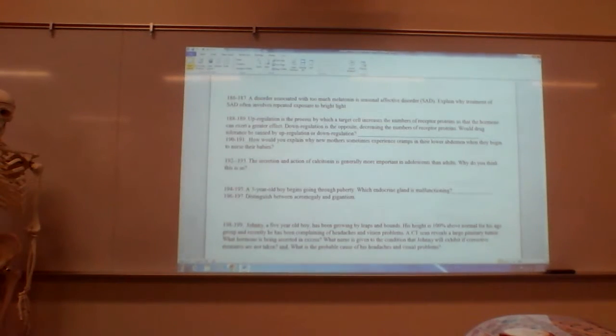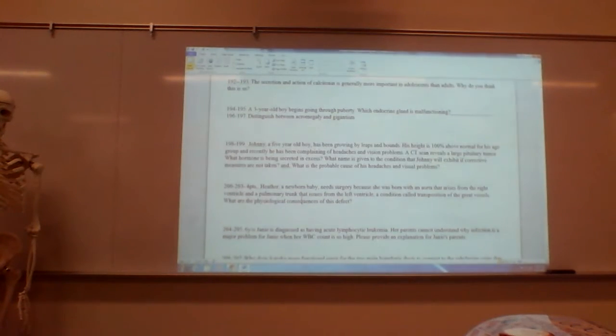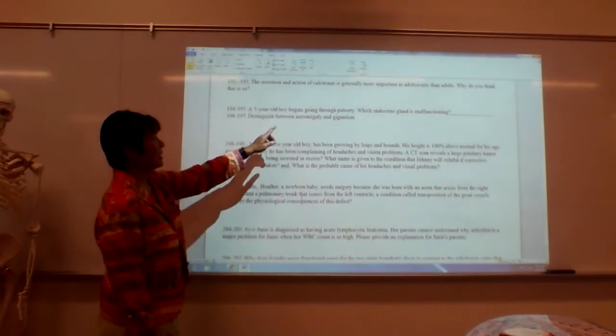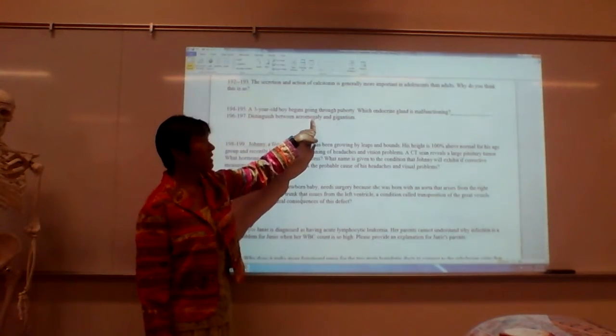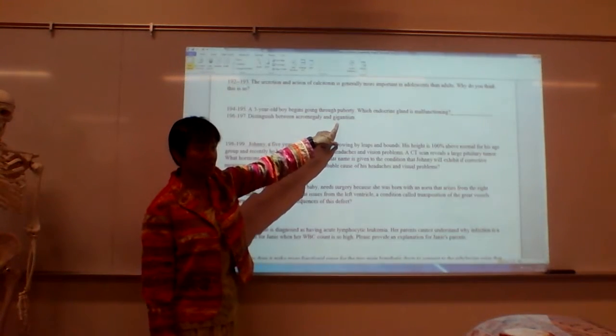Acromegaly is in adults, and this one is in children.